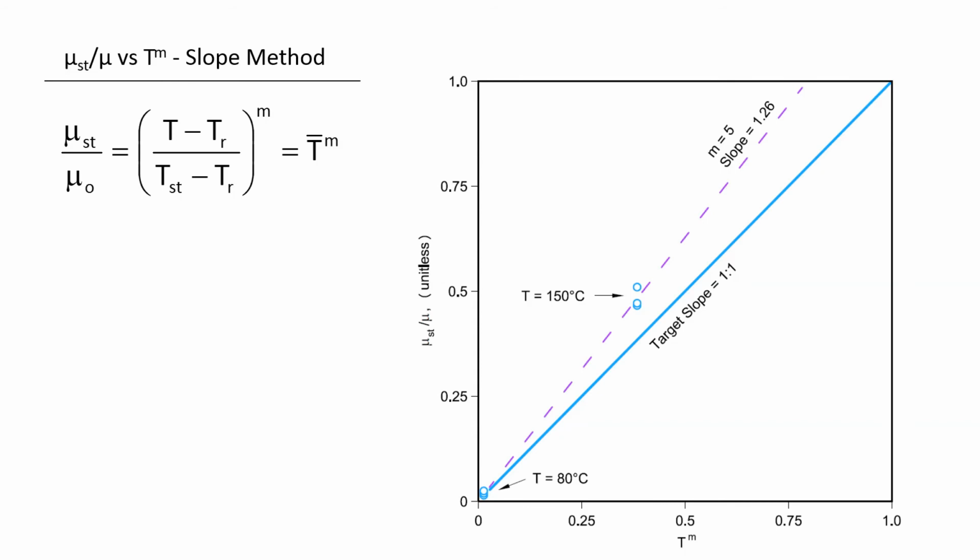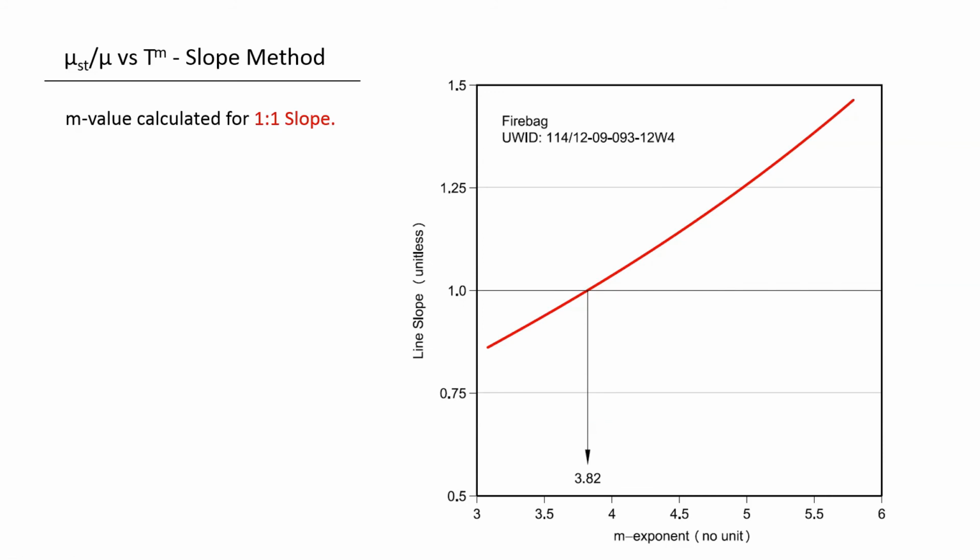This is one method, the slope method. So you're plotting the dimensionless viscosity at the steam temperature versus T to the power of M. By changing M, you get different slopes, and the 1-to-1 slope is the right M. Another faster, coded way is you calculate a lot of slopes for different M's, and once you hit the 1-to-1 line, then that's the right viscosity exponent.